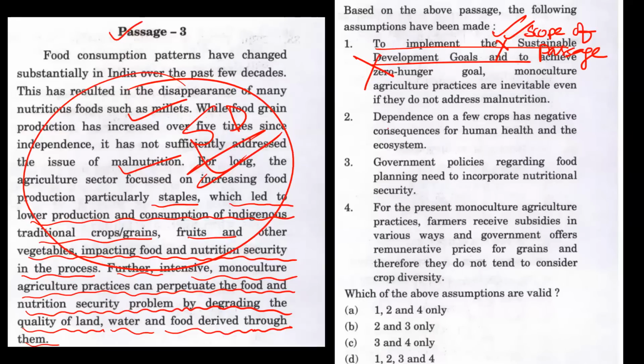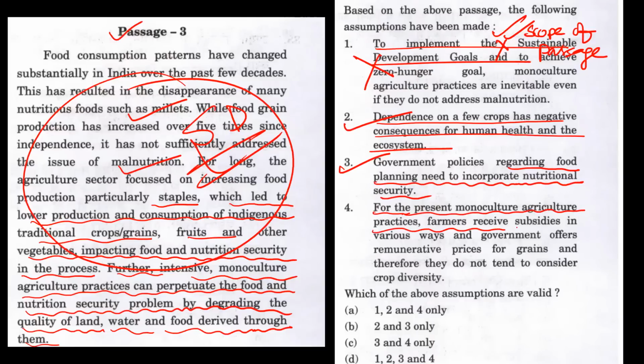Second, dependence on few crops has negative consequences for human health and ecosystem. This is correct. Next, government policies regarding food planning need to incorporate nutritional security. This is also correct. Third, for the fourth statement, for the present monoculture agriculture practices, farmers receive subsidies. Is the passage talking about subsidies? Quickly.